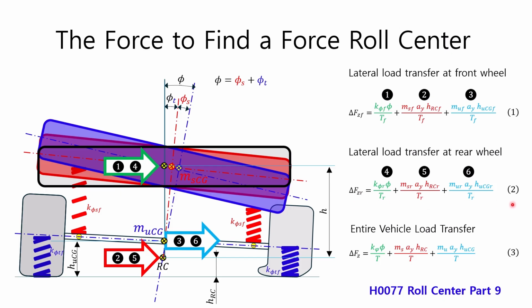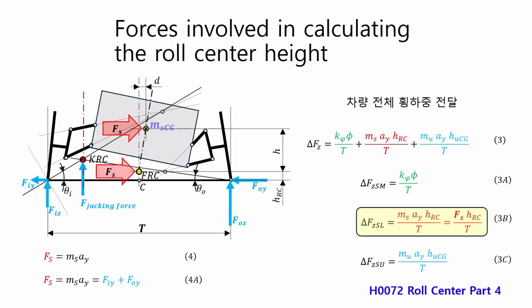The load transfer elements used to find the roll center in this video are elements 2 and 5, which act directly on the roll center laterally. In this video, we will not treat the 2 of them as separate forces, but as shown in the second term of equation 3, they will be combined into a single force that acts on the entire roll center of the vehicle. The forces involved in calculating the roll center height are very important, so let's take a closer look.